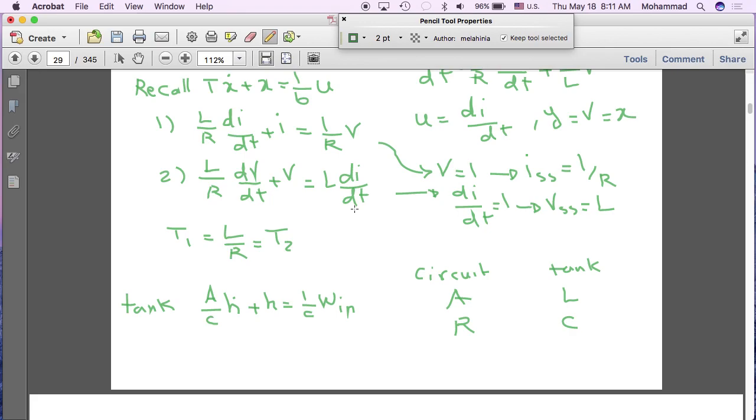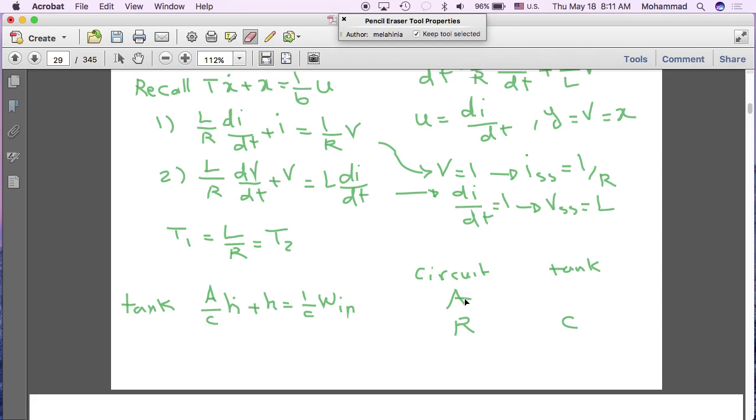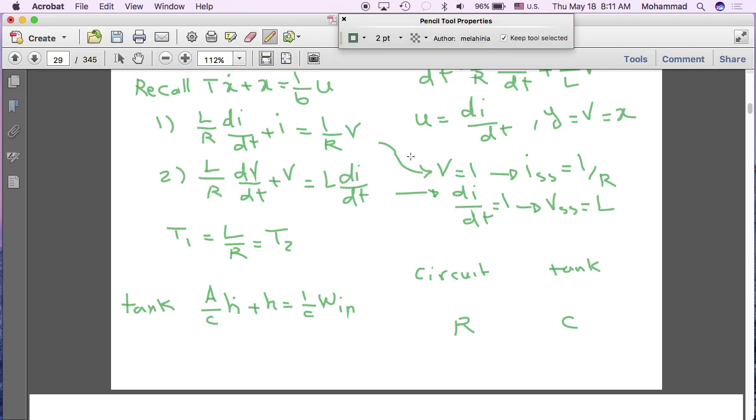Did I mix these things up or no? Yes, I did. So let me correct that. From the tank side, we have two variables. A from the tank side is similar to the inductance on the circuit side, and C, the coefficient of orifice, is similar to resistance on the circuit side. That was pretty much it.